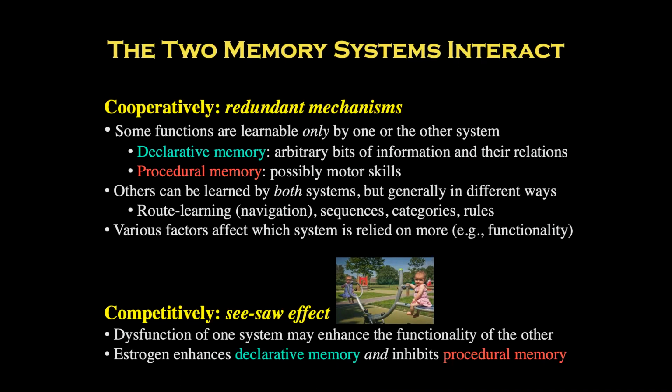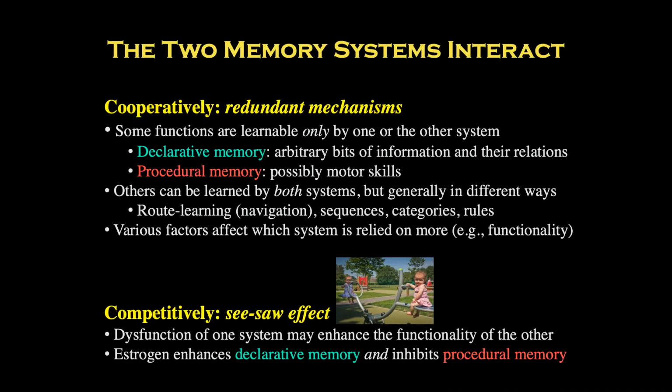And there are other factors too, like explicit versus implicit input and so on, which we'll talk about a little bit. This one is an interesting one. It's related less to the work we'll talk about today, but it is kind of related nonetheless. So if you lesion one system, then you actually seem to get better at the other system. Probably in both directions, although it's unclear. Also, estrogen not only seems to enhance declarative memory, but there's some evidence that it inhibits basal ganglia function and procedural memory.